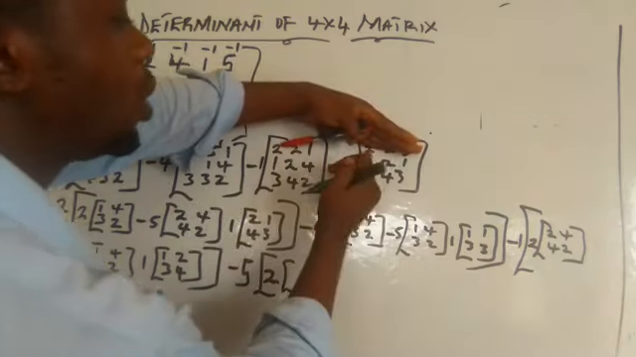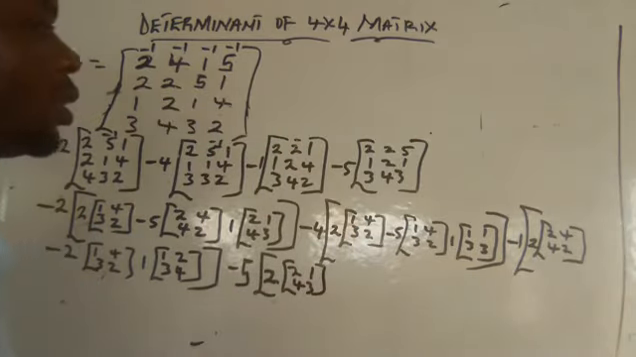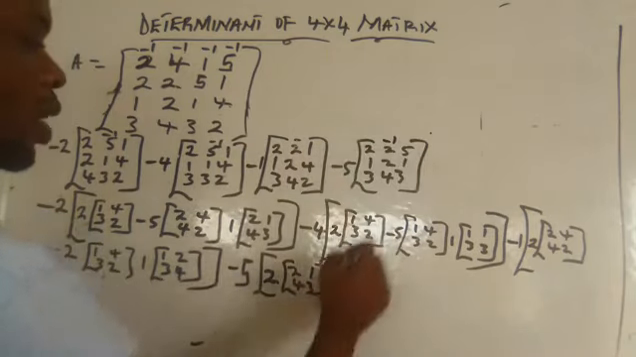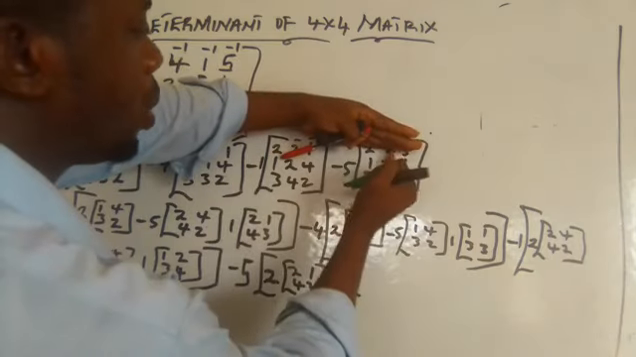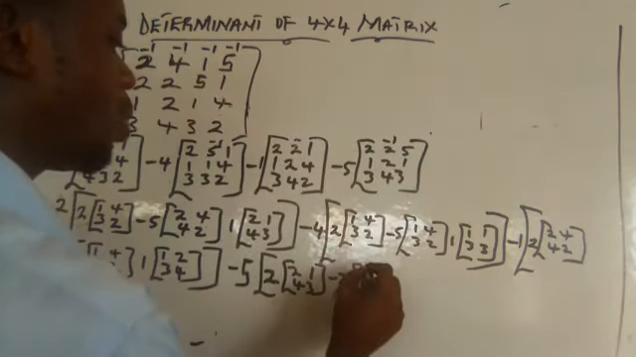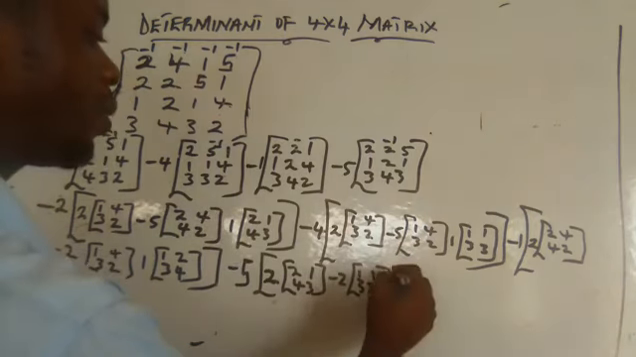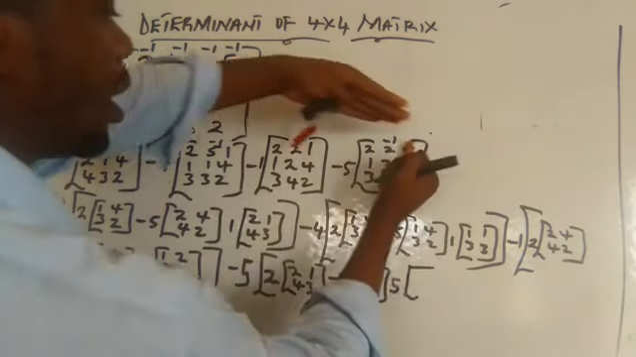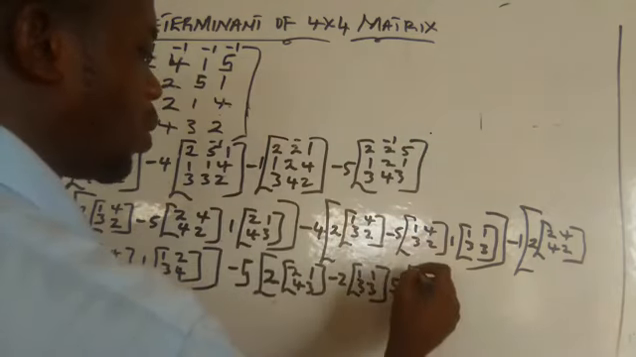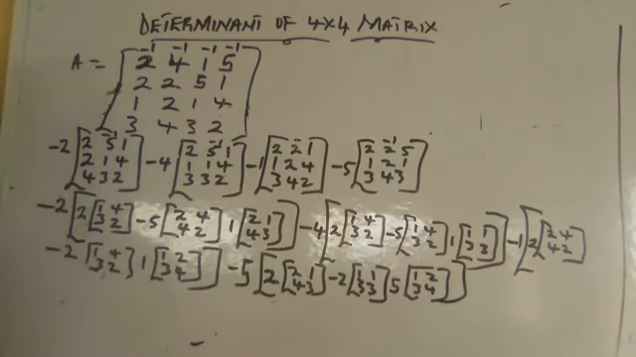I close 2, 1, 4, 3. Then I take the second one, minus 1, that will be minus 2. I close, I'll be having 1, 1, 3, 3. And the last one, that will be 5. Then I'll be having 1, 2, 3, 4. Now I close the big bracket. We are almost there.